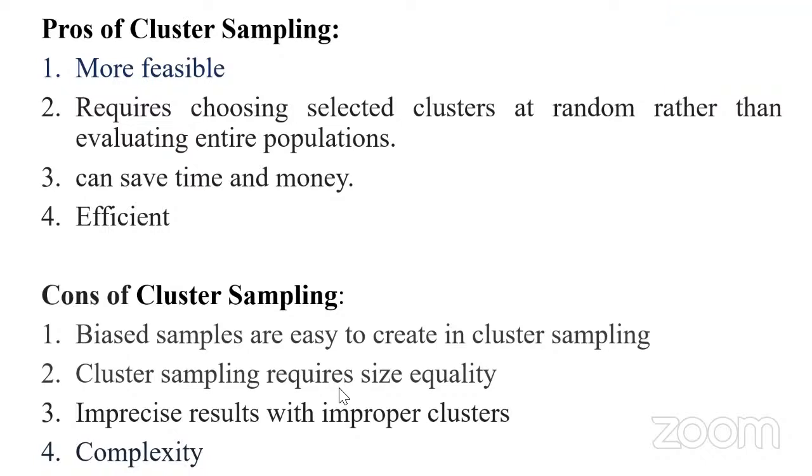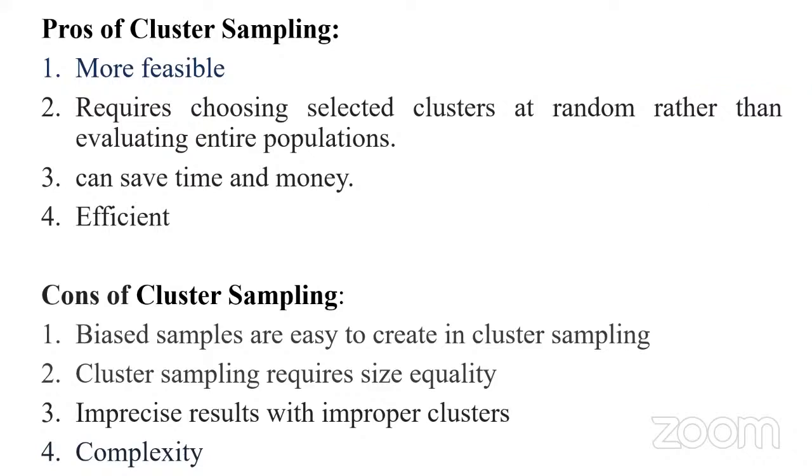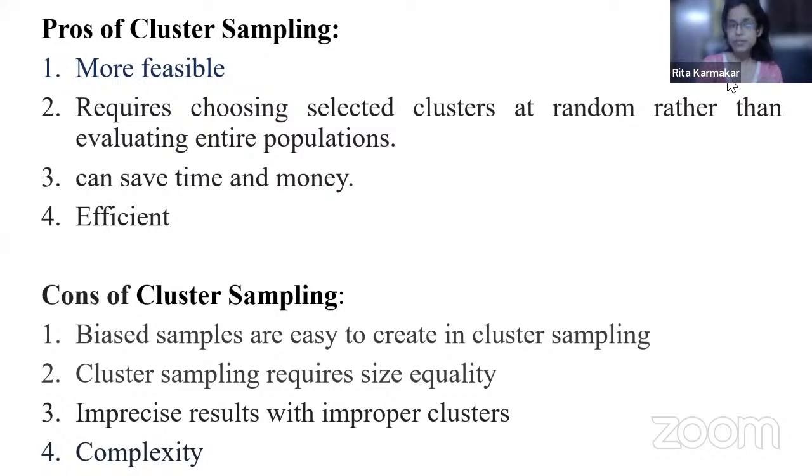Okay, ma'am. Initially we started with population and sample, and then we proceeded with different types of sampling, in which simple random sampling, and with that proportionate, disproportionate under that, and then cluster sampling, and all of its pros and cons also. Right. Now, can you quickly tell me, or anyone, where is the difference?